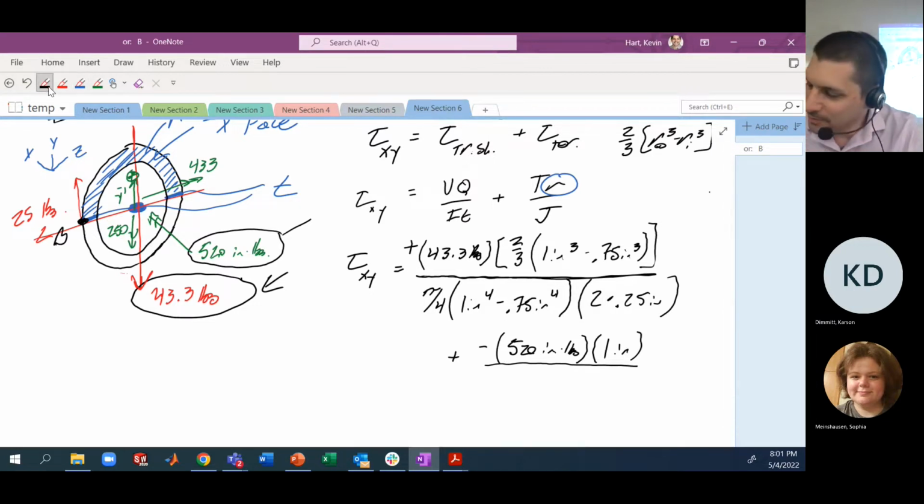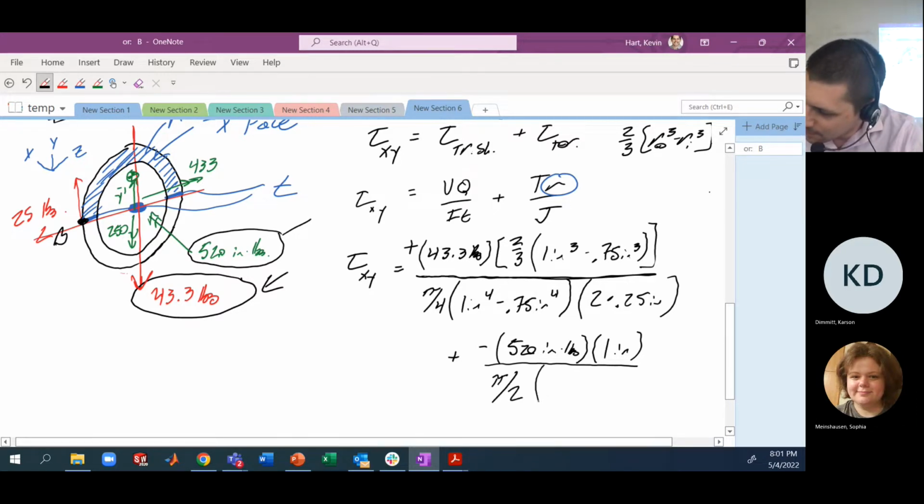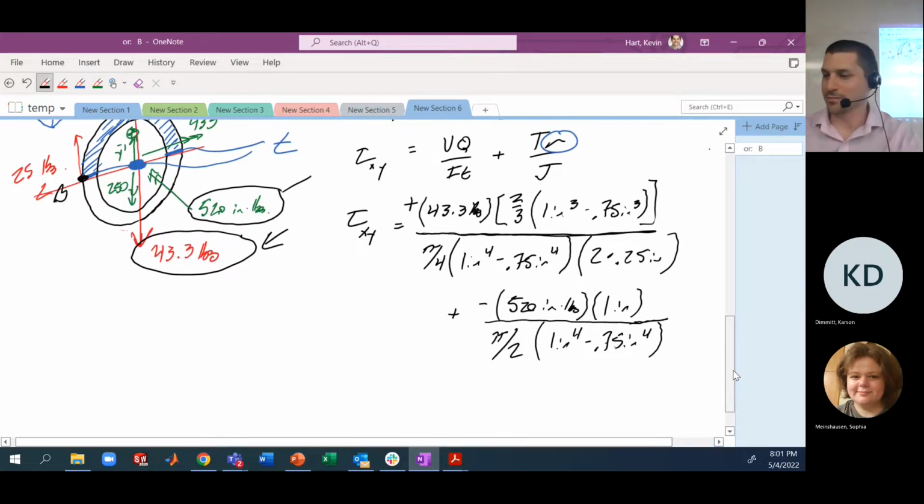And then this all divided by pi on 2 times 1 inch to the fourth minus 0.75 inch to the fourth. The polar moment of inertia is a geometric property of the cross-section as a whole, so I would have to include its contributions.